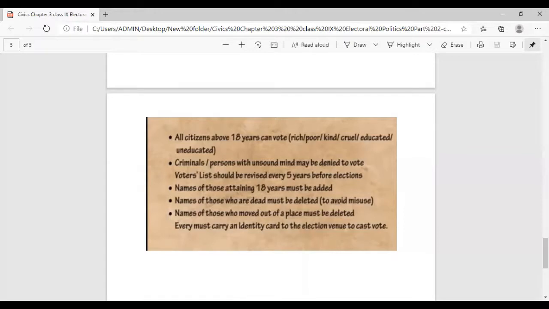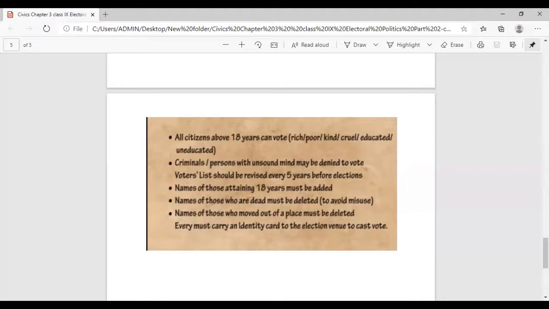But this card is not yet compulsory for voting. For voting, the voters can show many other proofs of identity like a driving license, ration card, or any other sort of identity proof. By this, we concluded today's class.